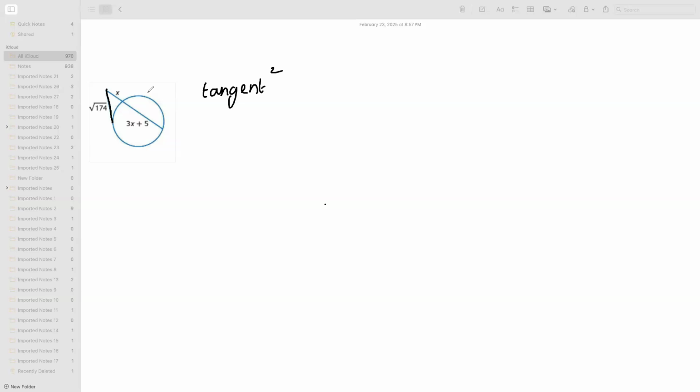See the tangent square, right? This will be equal to the secant, whole secant times outer secant. Make sense? But don't get confused. Secant always means outer secant times the whole secant. Tangent means it's always a square.